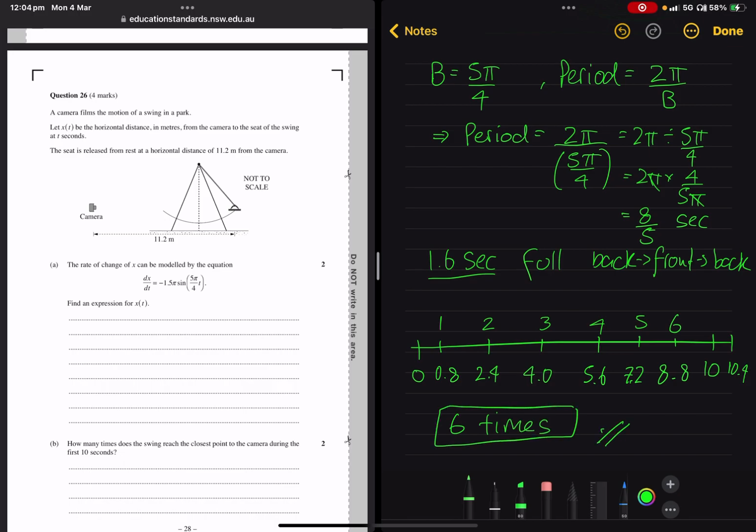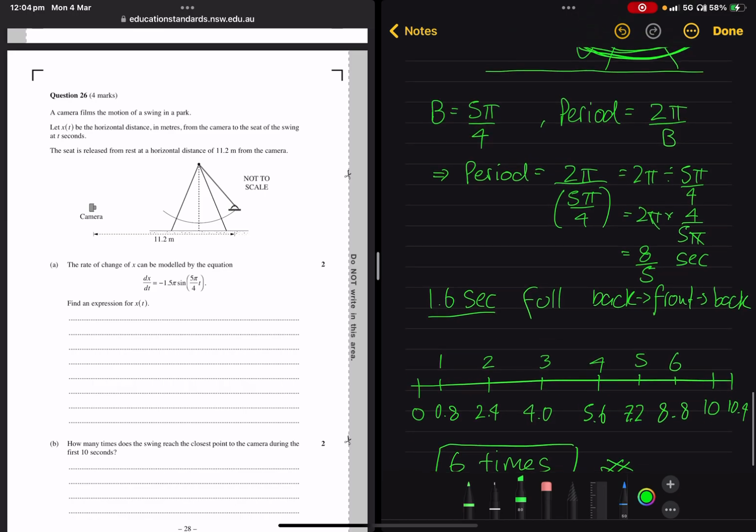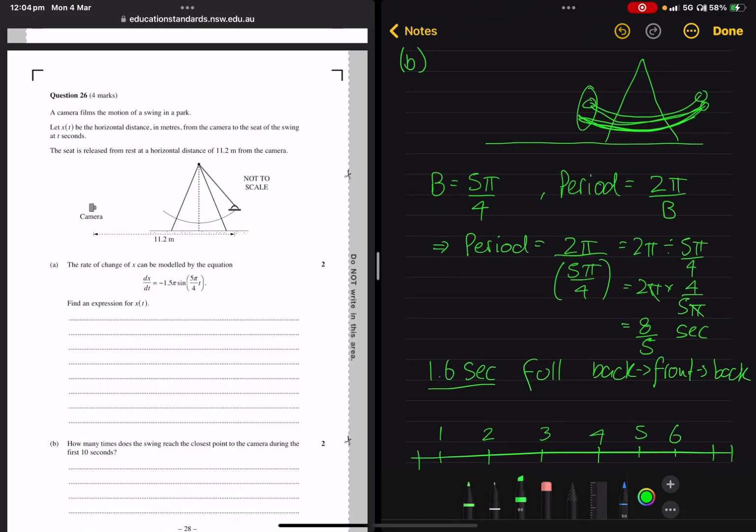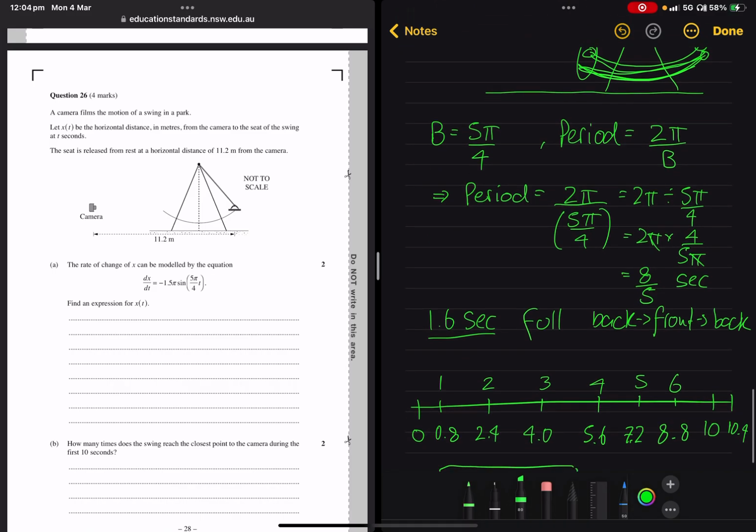And we found the solution to this by identifying the period of the function. We thought about what we were solving. We used a term from the formula we had just found, the b value, in order to find the period. We then thought about what the period meant in the context of this problem. We're able to find that it took 1.6 seconds to do a full back, front, back swing. So this is a full from furthest point, closest point, furthest point.